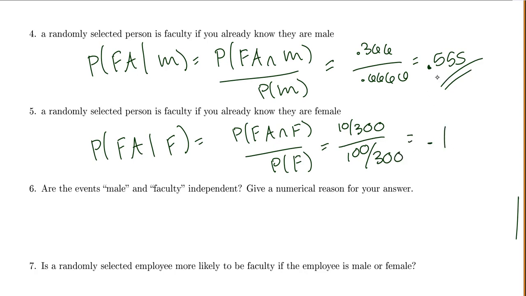So notice here, the probability of being faculty if you're male is 0.55. The probability of being faculty if you're female is 0.1. This tells me there's something going on at this university. It doesn't seem quite fair. You're much more likely to be faculty if you're male.